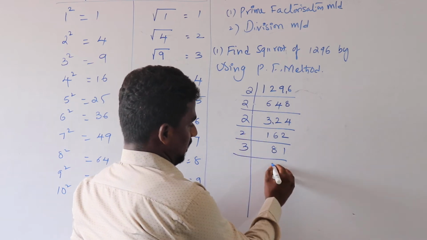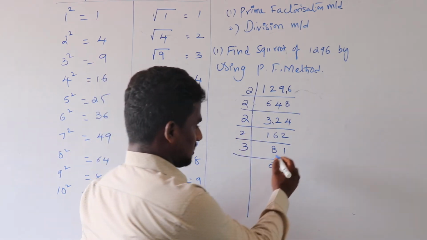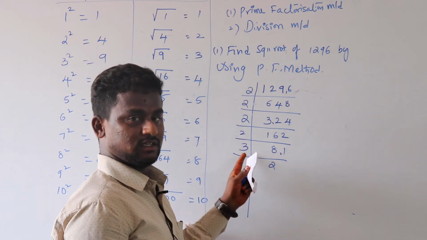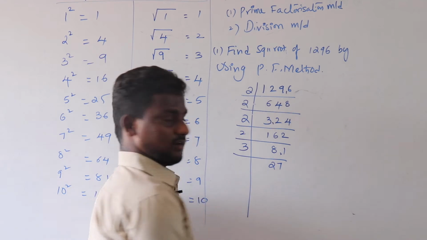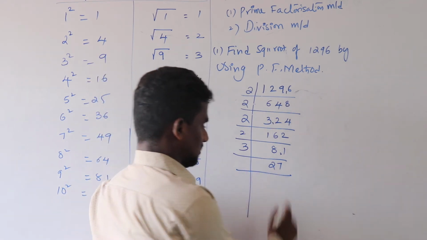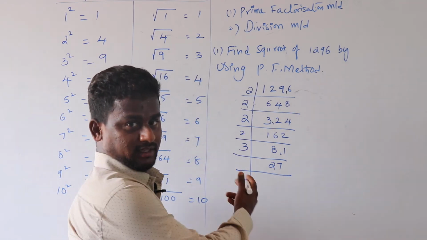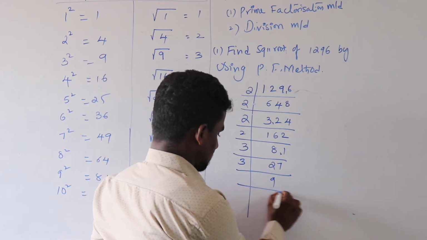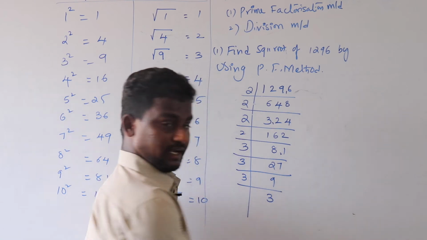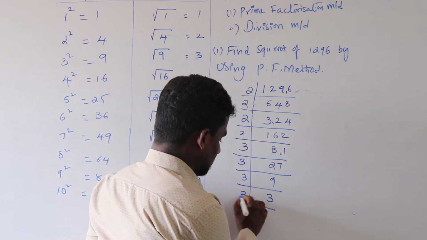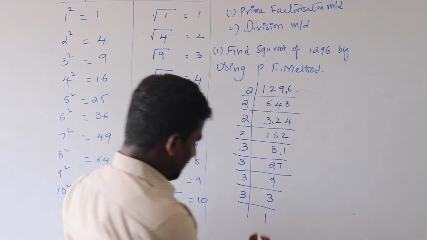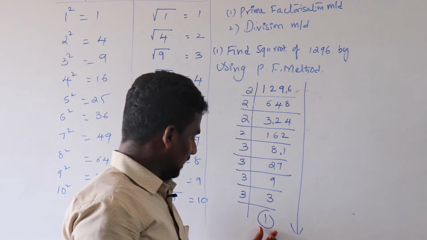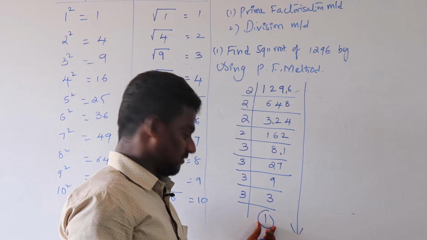3 2s are 6. Remainder is 8 minus 6, 2. 21. Is 21 divisible by 3 or not? 3 7s are 21. Next 27, is it divisible by 3 or not? Yes. 3 9s are 27. Next 3 3s are 9. Next 3 1s are 3. So till 1 we have to do like this. For any number, you have to continue till the final answer is 1 here.